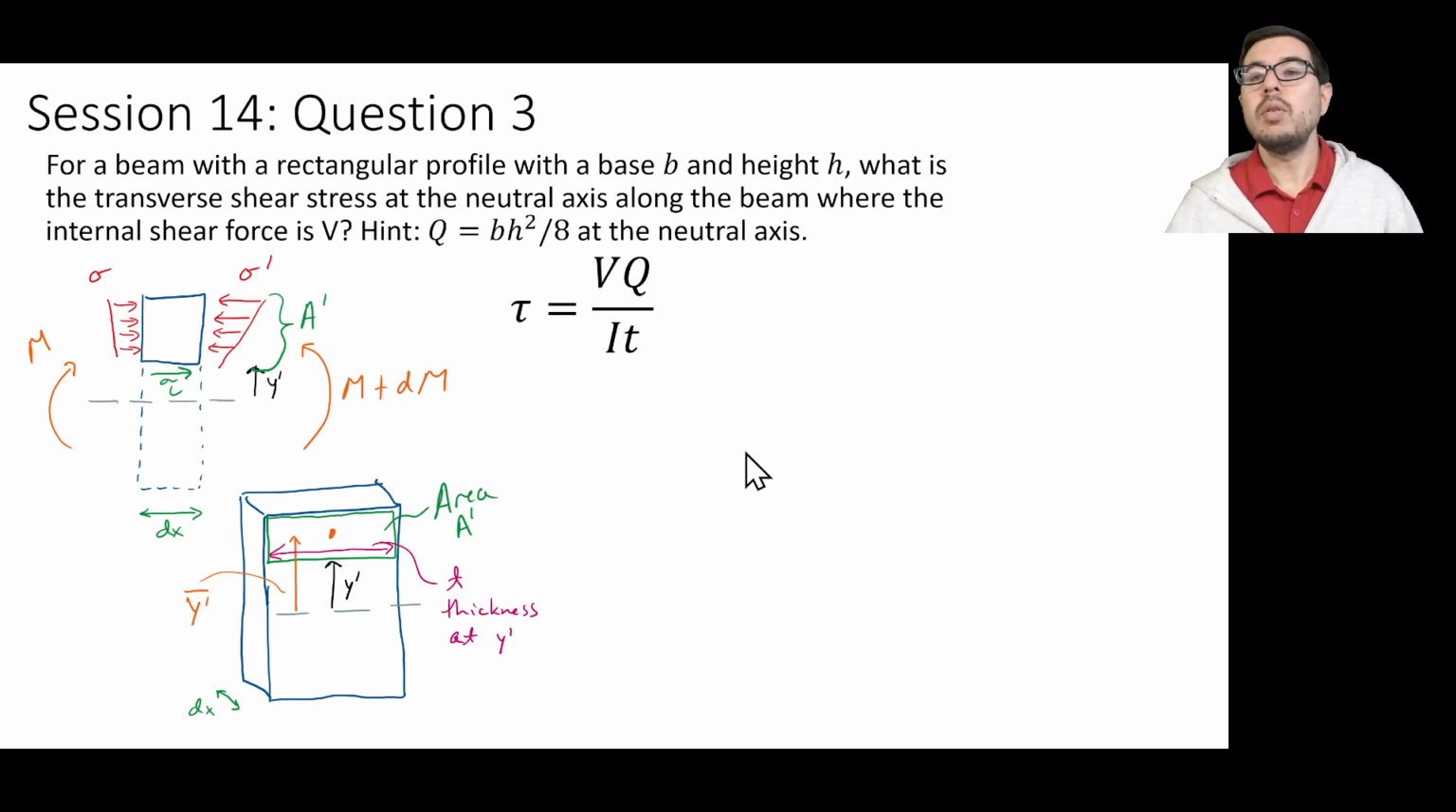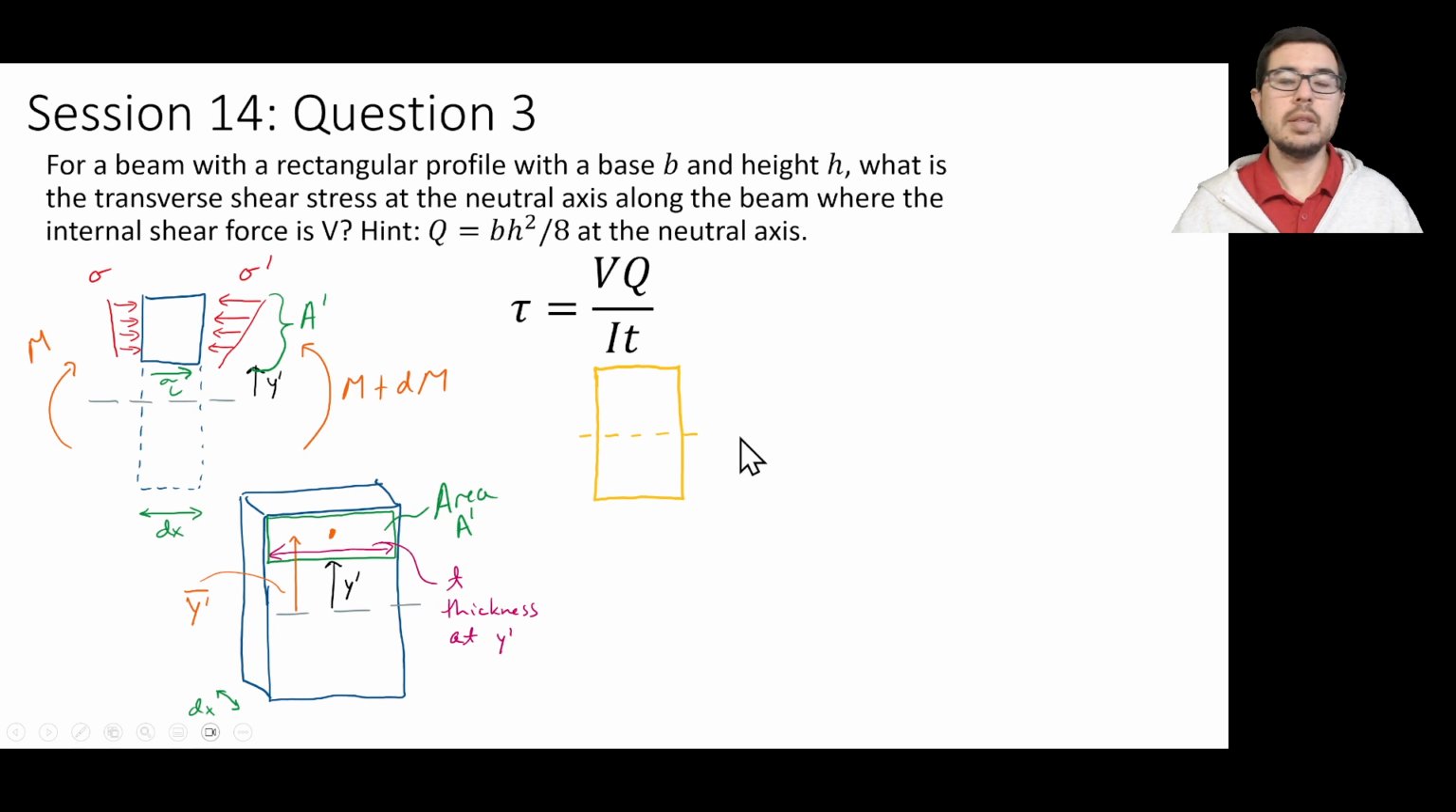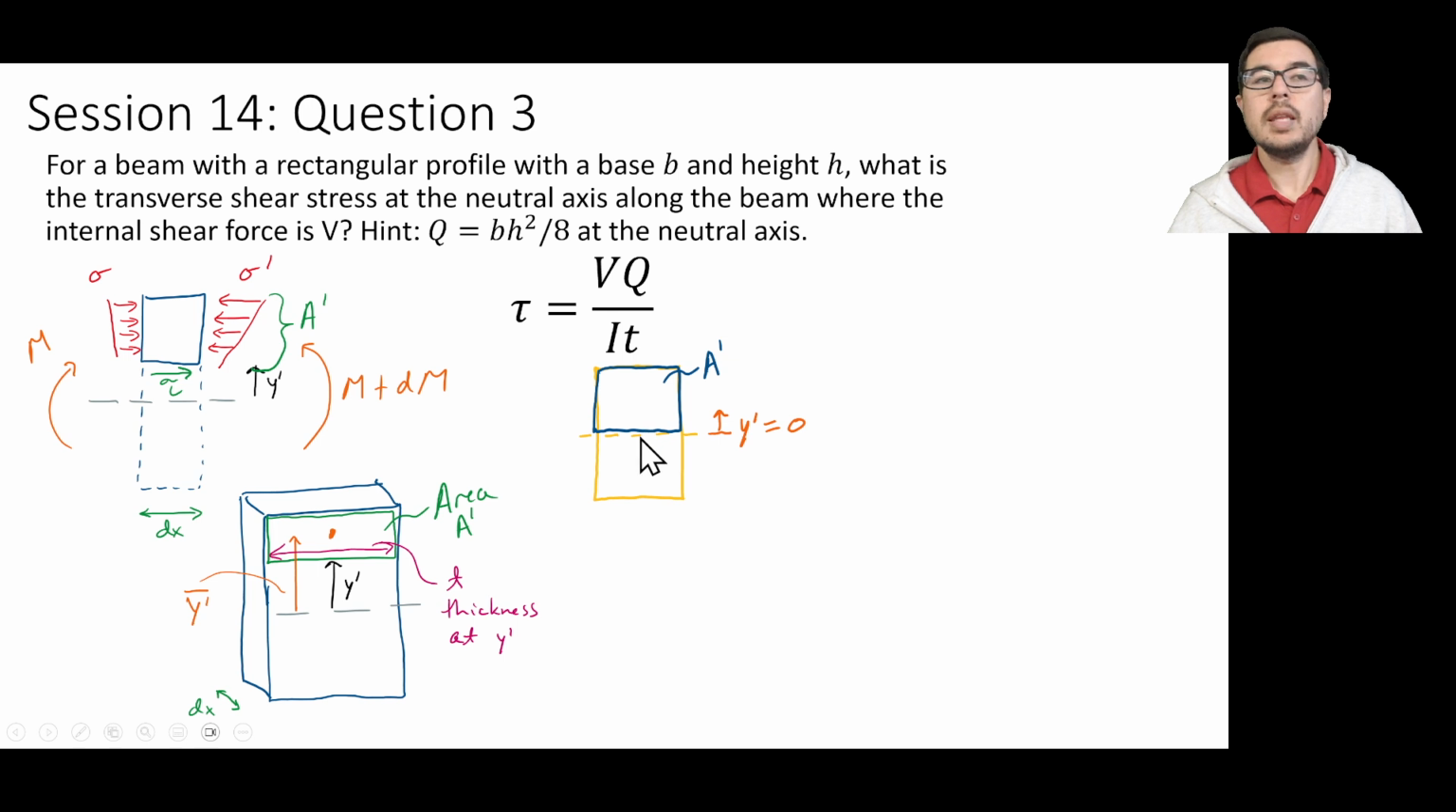Now, we're looking at the transverse shear stress at the neutral axis. So let's go ahead and redraw the cross section such that we have the neutral axis more or less going through the middle, and the area that's going to be of concern for us, the A prime, is going to be starting from the neutral axis where y prime is equal to 0 and going to the top surface. We will say that the centroid of this A prime is going to be given by a y bar prime.